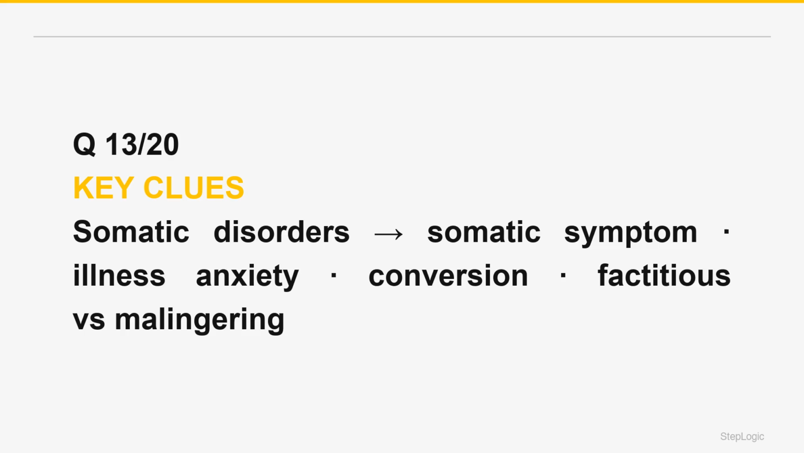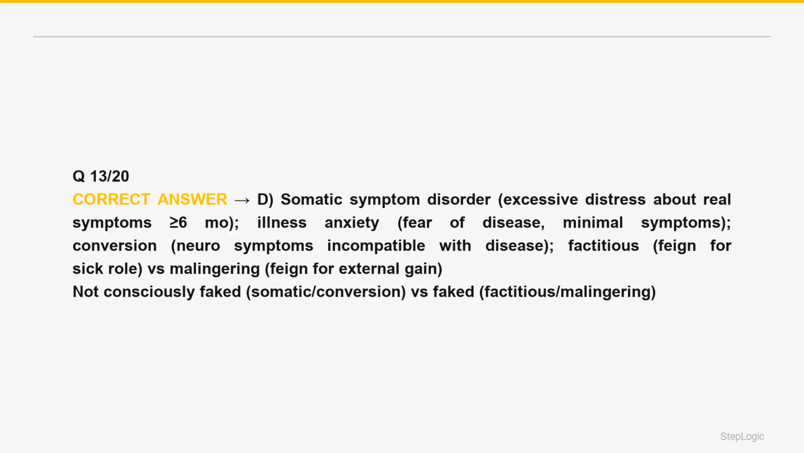Illness anxiety disorder, formerly hypochondriasis: preoccupation with the fear of having or acquiring a serious disease, with minimal or no actual somatic symptoms despite reassurance and normal evaluations. The correct answer is D. Conversion disorder, functional neurological symptom disorder: neurologic symptoms such as weakness, blindness, non-epileptic seizures, mutism, that are incompatible with recognized disease, often arising after a psychological stressor, and patients may show la belle indifference. Not consciously produced.